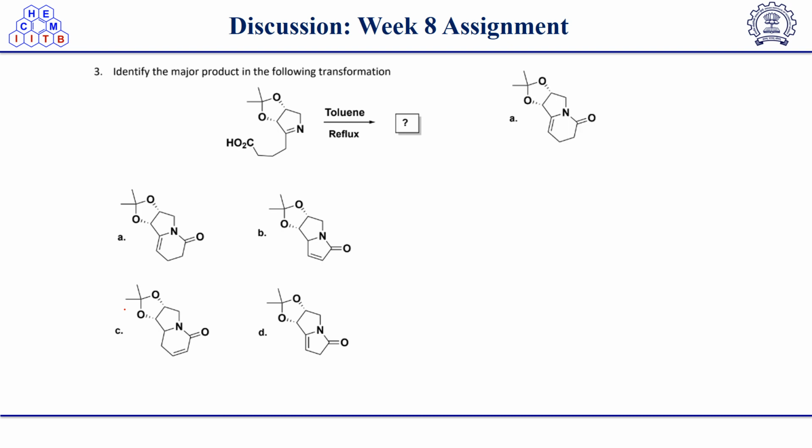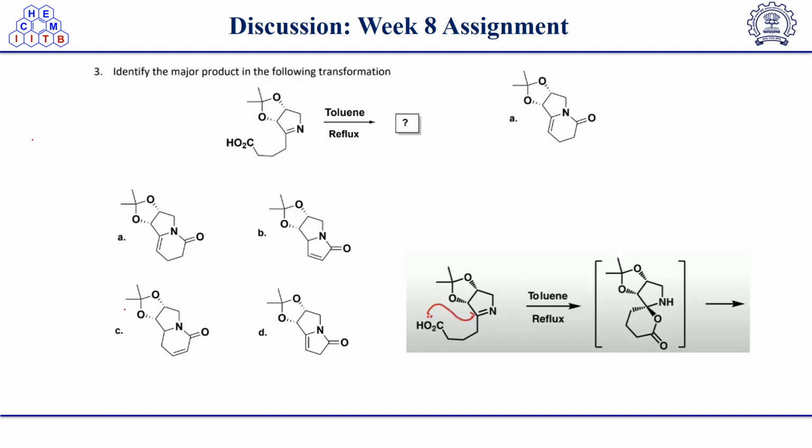So here the correct answer, or the major product, is option A. What will be happening here is, as we can see, first it will form a spiro kind of compound. That is, the electron rich oxygen from the OH of the carboxylic acid will attack this imine carbon and form the spiro compound. When the spiro compound undergoes rearrangement, it will get converted into this particular fused system. So the spiro compound is the intermediate.